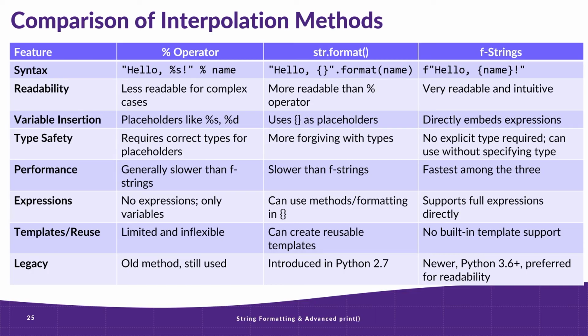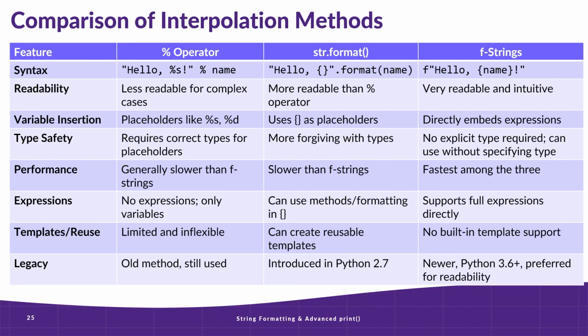But there are a few important differences. First off, in terms of readability, the modulo operator is probably the least readable. It's the least elegant way of doing it. Then the string format method's a little bit better, but probably the best and most readable and intuitive way is using f-strings. Allows you to just put the variable names or expression right in there. Now, another important difference is that f-strings allow you to embed expressions directly in the string, sort of like when we saw that example of adding 2 numbers or multiplying 2 numbers right in the string. Other ones don't have that option.